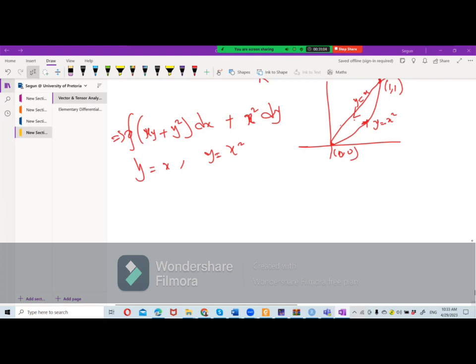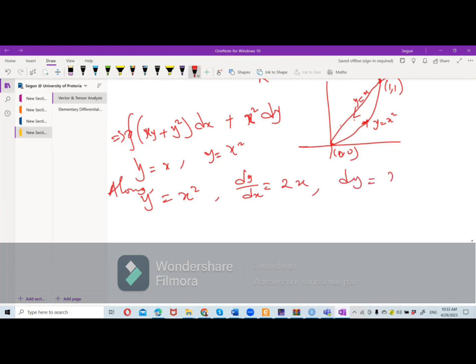Okay, so what we need to do is, you have y equals x squared. Along y equals x squared, dy/dx will be 2x. Then dy itself is going to be 2x dx. Remember that.